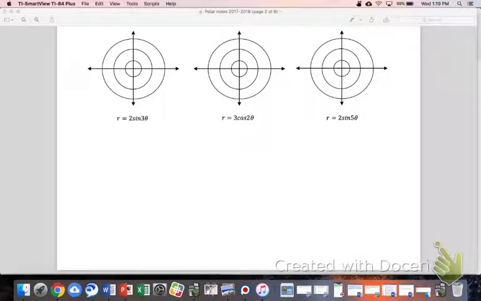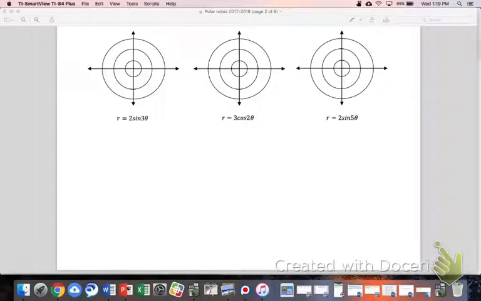If you would, on your calculators, take a look at the middle one, 3 cosine of 2 theta. Should be another beautiful flower, rose. See what it looks like.